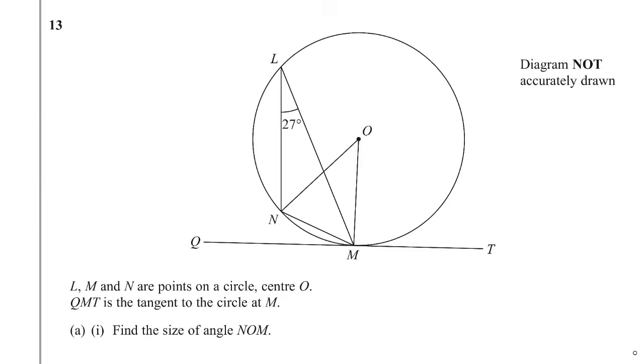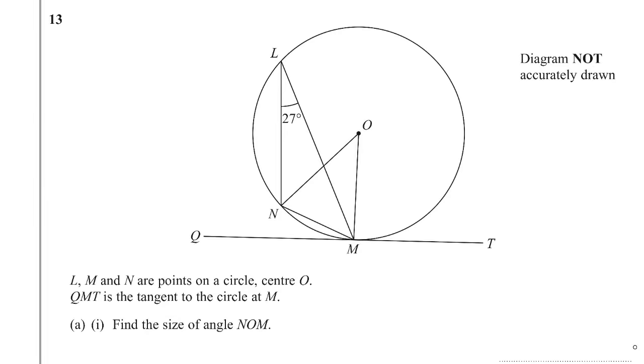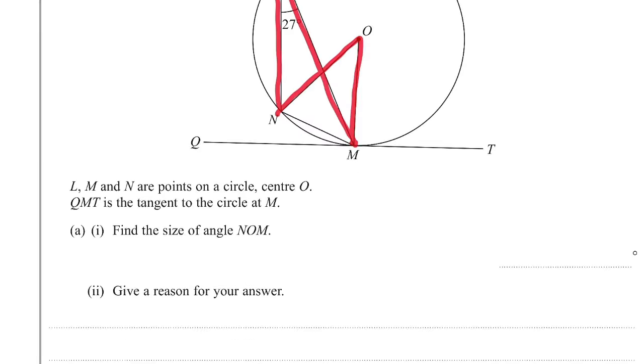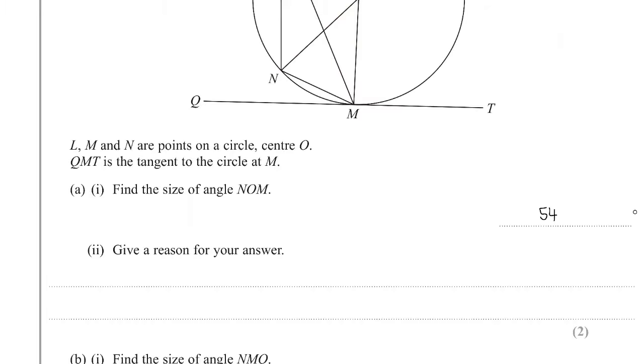In 13, I'll be given a diagram. O is the center, QMT is a tangent. We need to find the size of NOM. We can see that it's an angle at the center, which is twice the angle at the circumference. So NOM is 54 degrees, and the reason is angle at the center is twice the angle at the circumference.